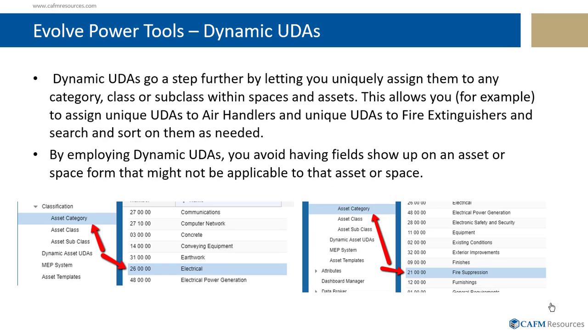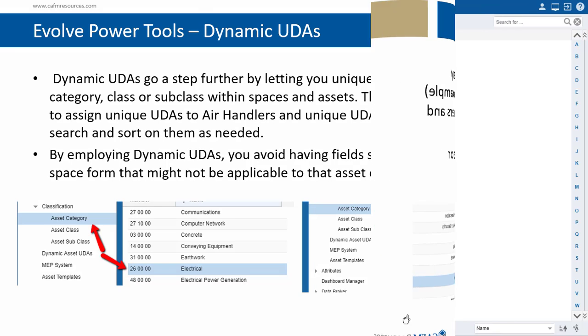By employing Dynamic UDAs, you can avoid having fields show up on an asset or space form that might not be applicable to that asset or space. You might, for example, want to tag certain electrical assets with power-related attributes, and fire suppression assets with attributes that fire safety inspectors care about. Dynamic UDAs let you track and report the exact information you need.